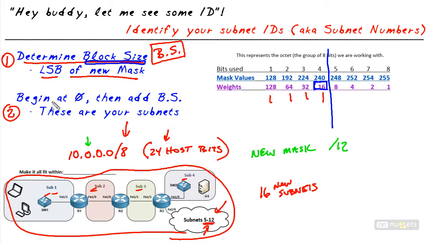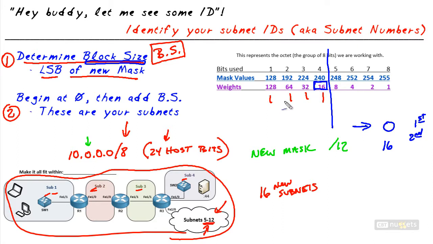What we're going to do is begin at 0 and then simply add the block size. So for step number 2, in this example, let's go ahead and take 0. Now that's really easy to get to. That is our first subnet, and sometimes it's called subnet 0. And then for our next subnet, we simply add the block size. So it's 16, so we add 16 to this. That is our second subnet.